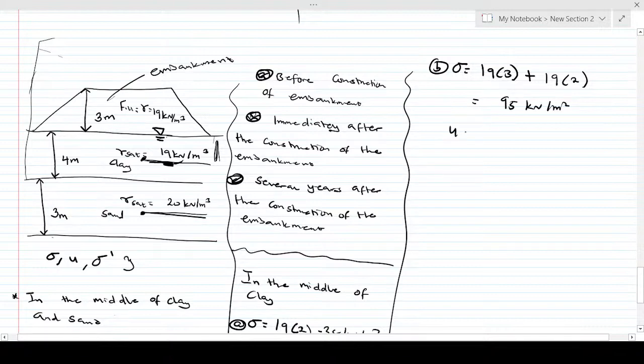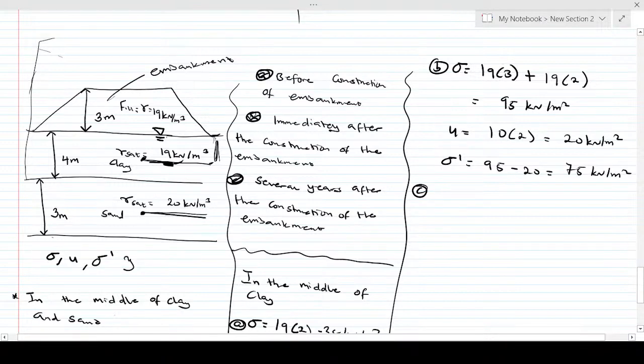Then our pore water pressure is simply from the water table to the point of interest, so we have 10 by 2 as well. That's 20 kilonewton per meter square. Then the effective stress is simply 95 minus 20, and that's 75 kilonewton per meter square.